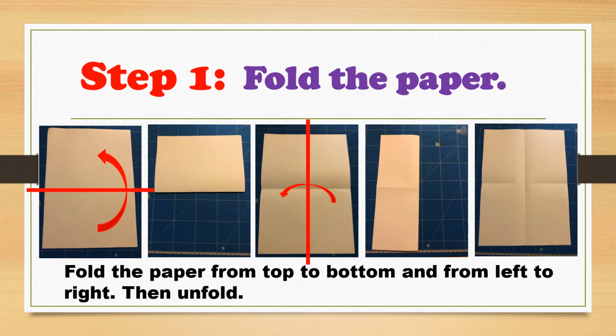So step number 1 is to fold the paper. We need to fold it from top to bottom and left to right to create those creases, which makes 4 sections in our paper, and you can use a grey lead to draw a line over those creases.